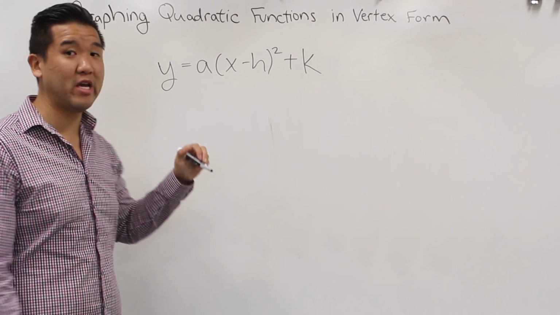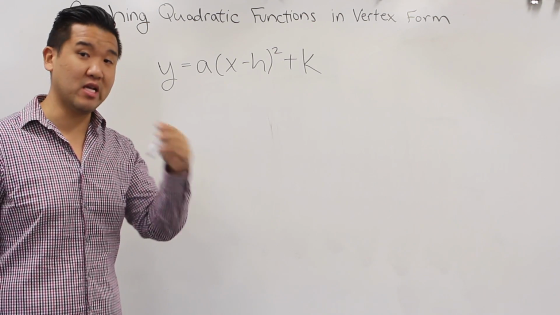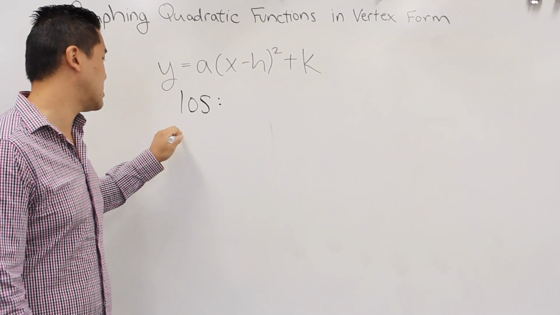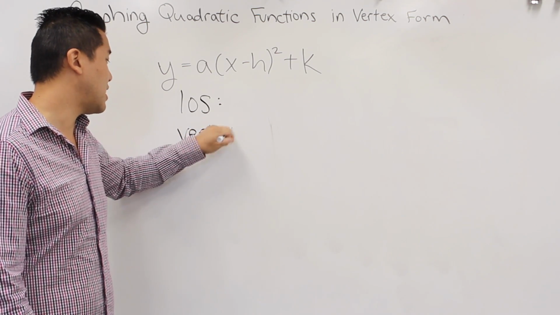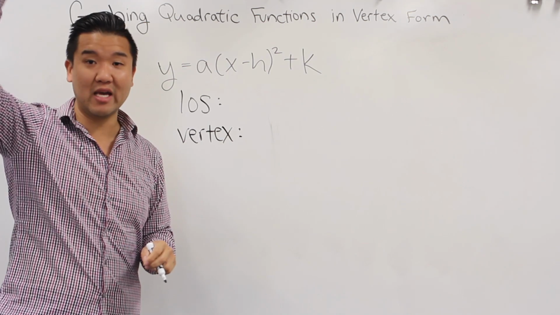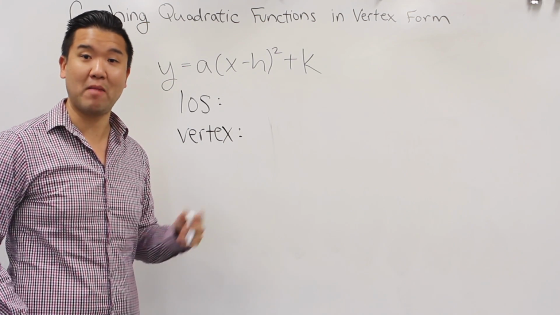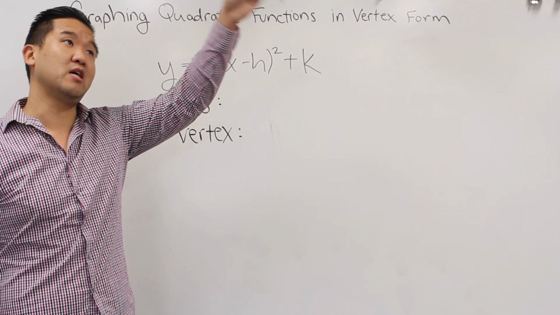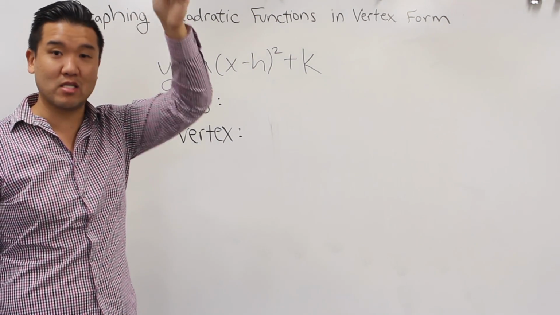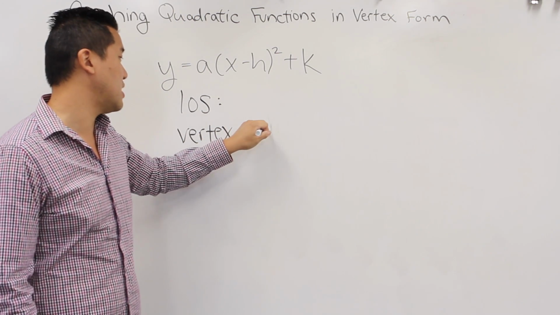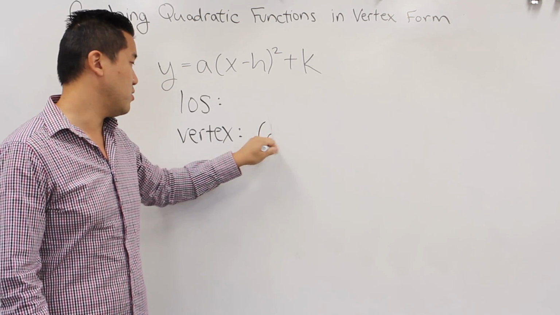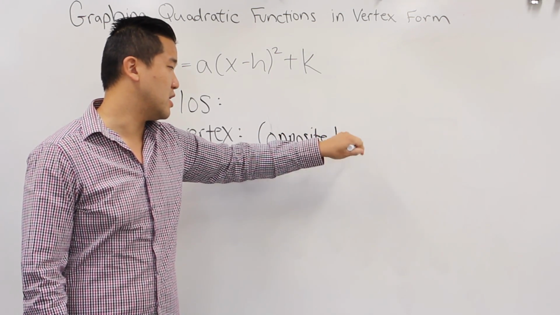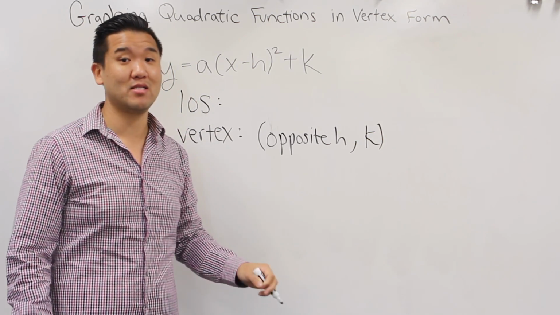So to graph, we actually need 3 points, and we need the line of symmetry. Before you find the first point, we're going to find the line of symmetry and the vertex. The vertex is going to be the highest or the lowest point on a graph. So it's either the maximum value or the minimum value. If I'm throwing a football, it's going to eventually hit a high point. That's the vertex as it comes back down. To find the vertex, we simply look at the equation. We're going to do opposite h, and then comma k. k is not opposite, just the h.